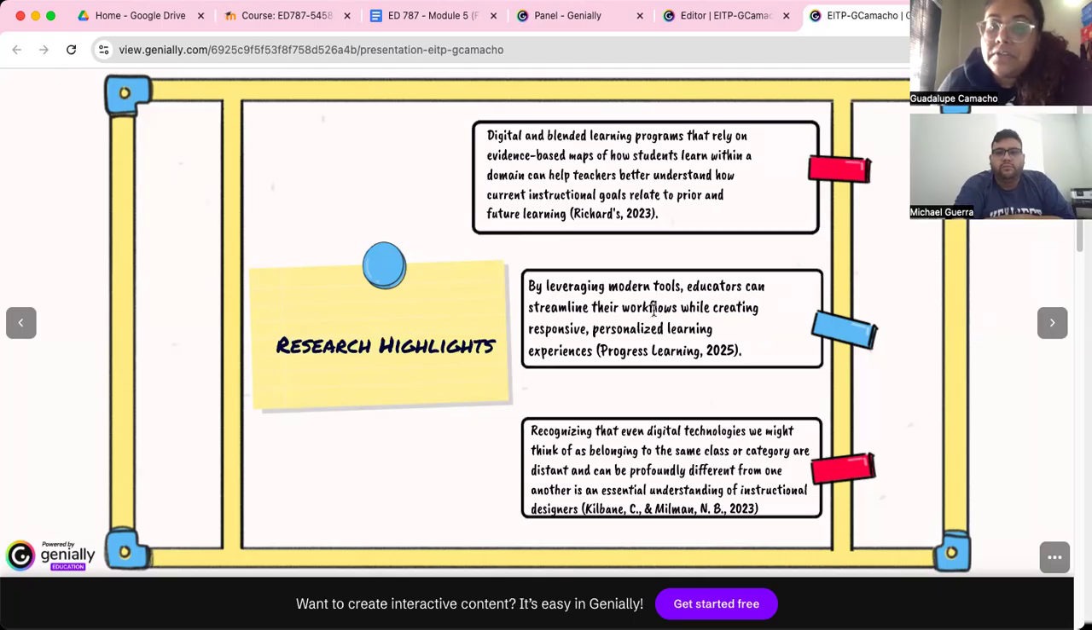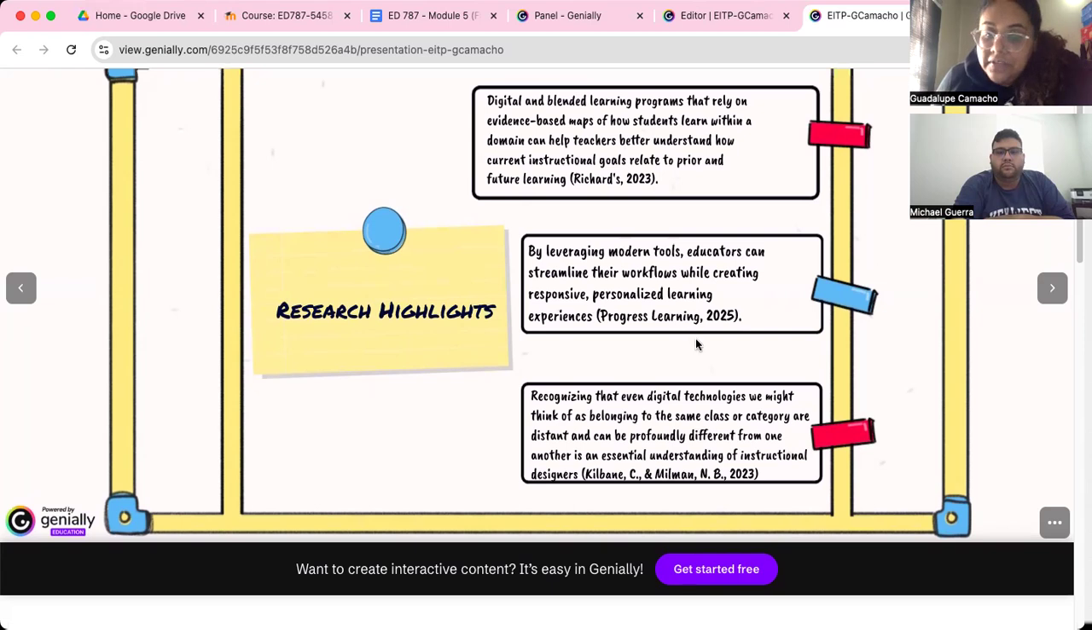By leveraging modern tools, educators can streamline their workflow while creating responsive, personalized learning. Again, with math, since you have IXL, you can always personalize or assign lessons based on other kids' needs. Some kids are more advanced than others, so you can always personalize, and that's the good thing about technology.